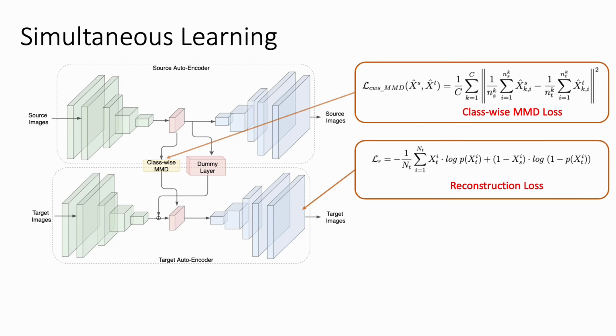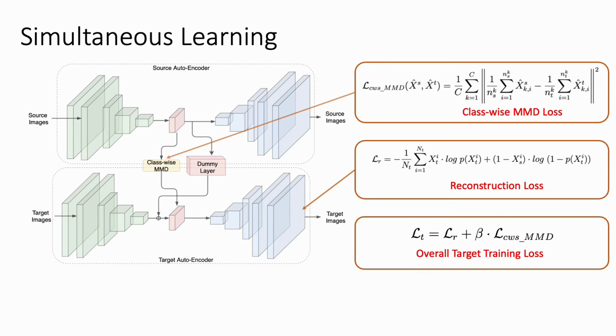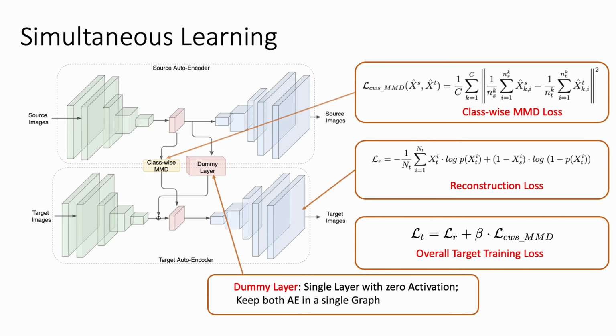And there is a reconstruction loss. This reconstruction loss tries to reconstruct the source input image, and then we combine the reconstruction loss and class-wise MMD loss with a training parameter beta. So the beta parameter signifies the importance of the class-wise MMD loss and the reconstruction loss. Finally, we also included a dummy layer which connects the source and target autoencoder in a single graph.